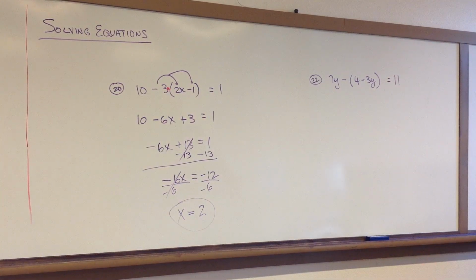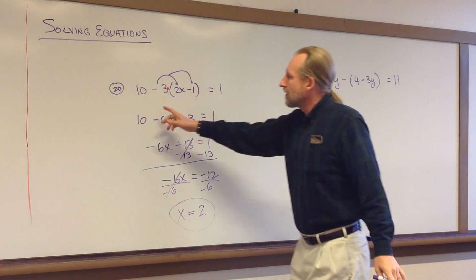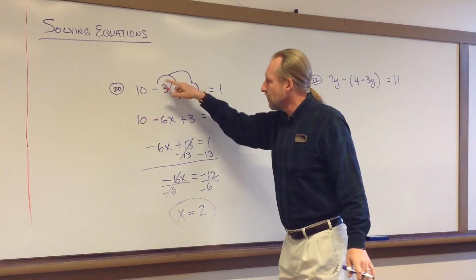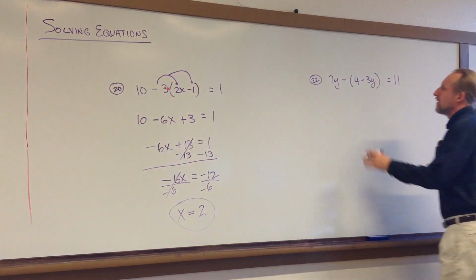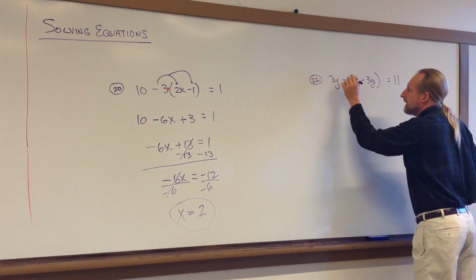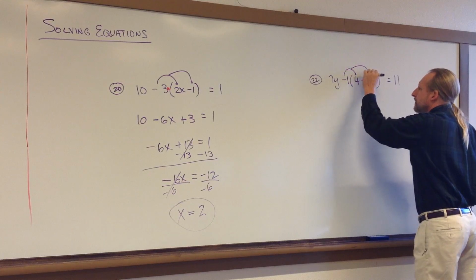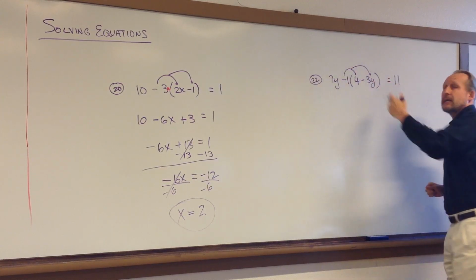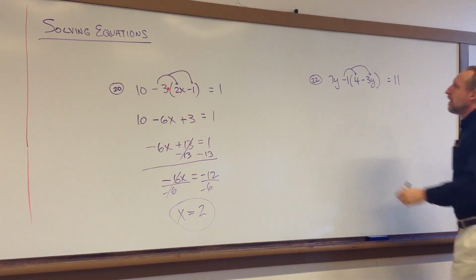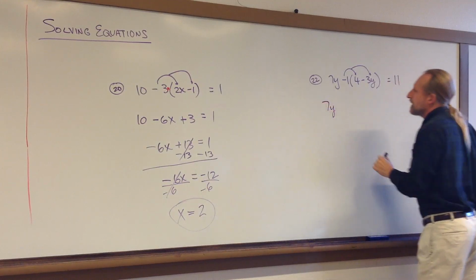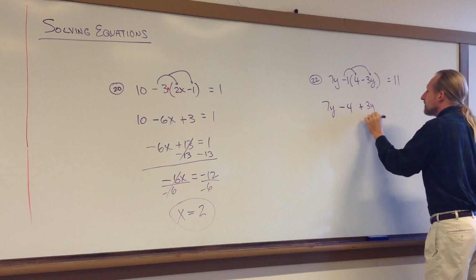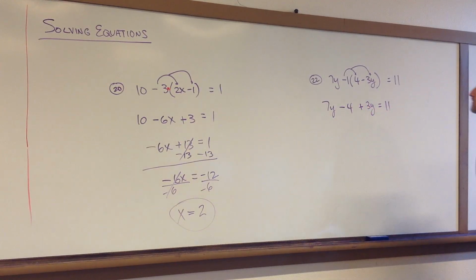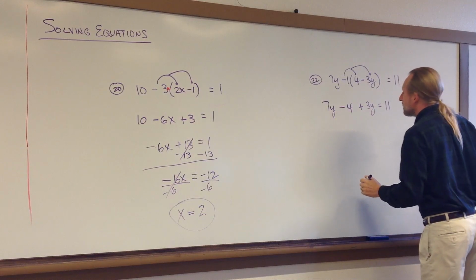Similar situation that we saw here, right, where we just left the 10 alone when we distributed. Here we're going to leave that 7y alone. And remember that this is a hidden -1. And if you want to think of it as just distributing the negative sign, that works as well. But the 7y stays the way that it is, and then we get -4 and then a positive 3y equal to 11. And then we'll add our like terms together.